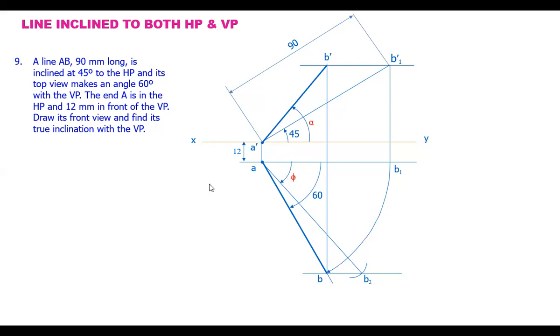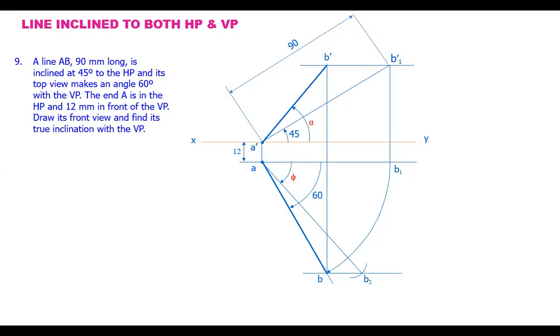So like this, we can draw the final projections of the line. You just have to indicate the data as it is. That's how we get it.